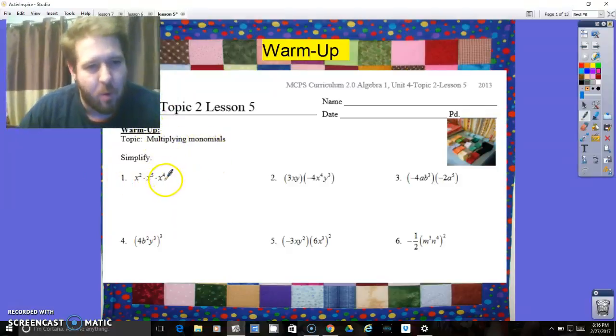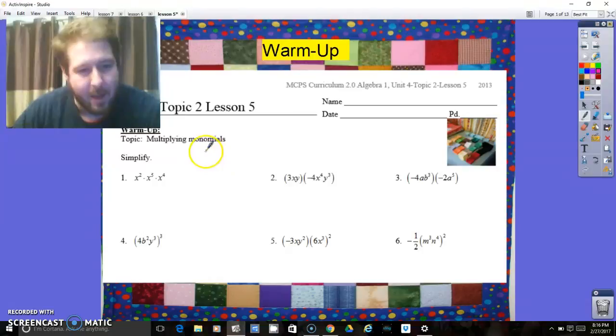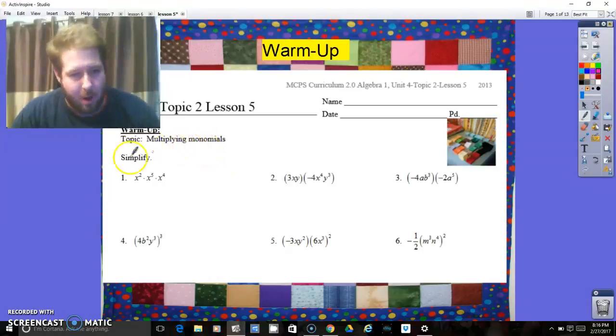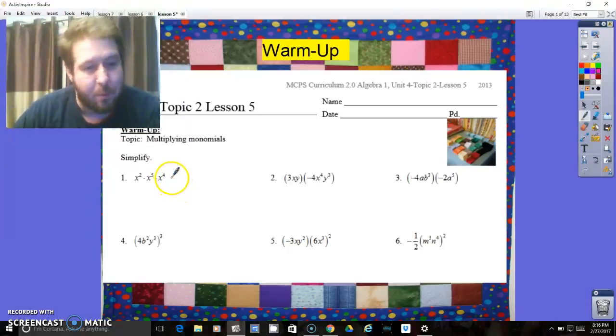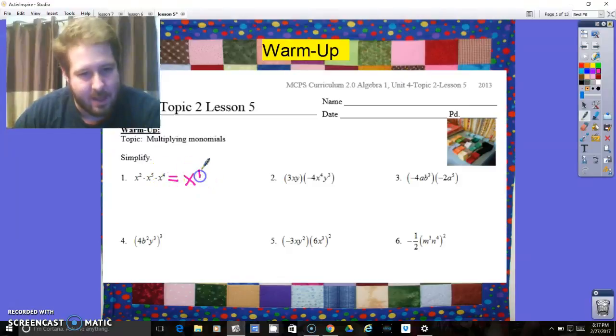All right, we're going to start off with a warm-up, which happens to be on multiplying monomials. Monomial means one part. So we've got x squared times x to the fifth times x to the fourth. So you're going to use what's called the product rule. The product rule states that whenever you multiply something with the same base, you simply add its exponents. 2 plus 5 makes 7, plus 4 makes 11.